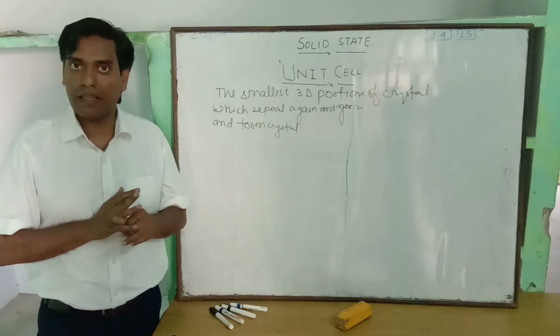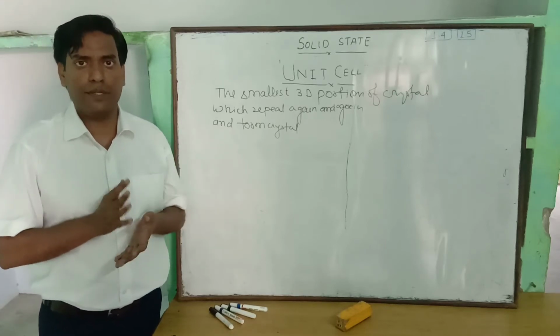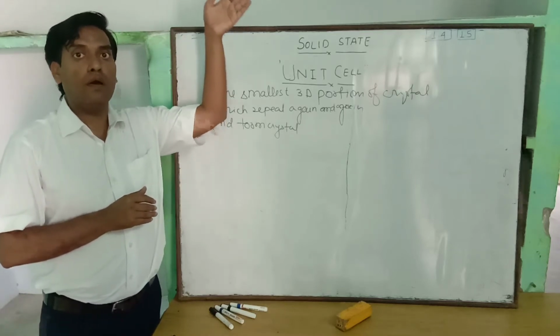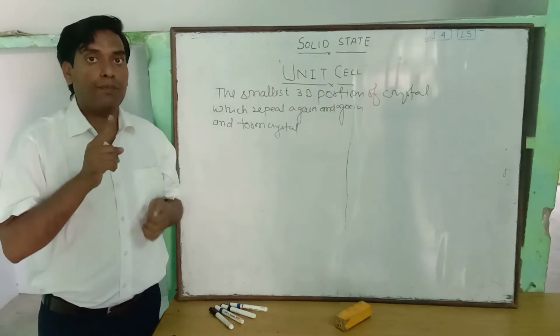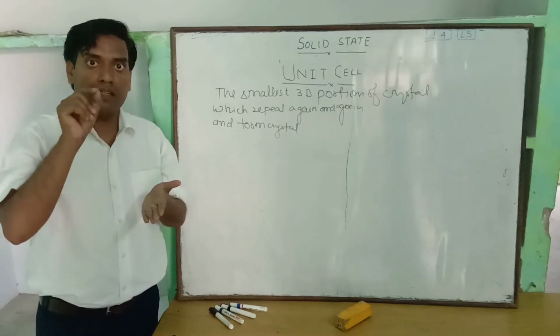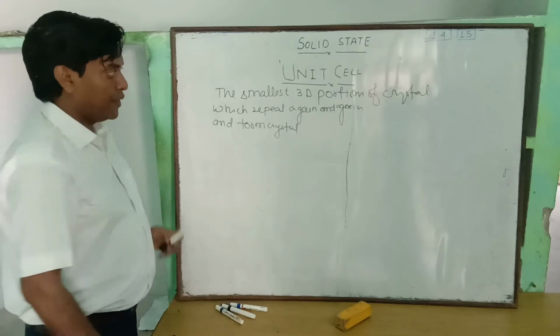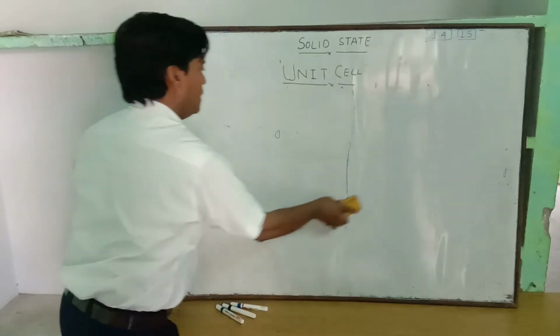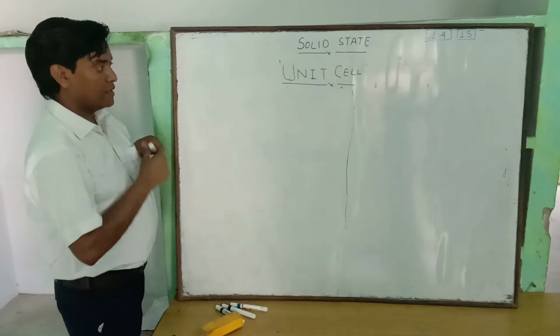The unit cell has different types of shapes. For example, if I consider the ball as a crystal, then the repeating unit is the brick, and each brick has a 3D structure, and this brick is known as the unit cell. Now I am going to represent a unit cell on this side.